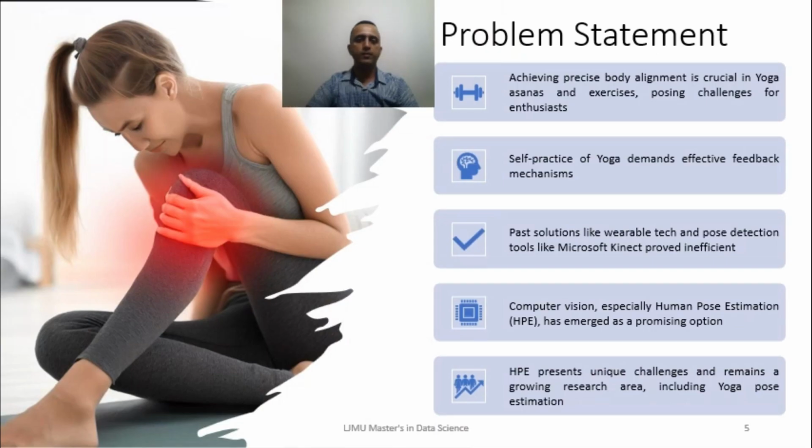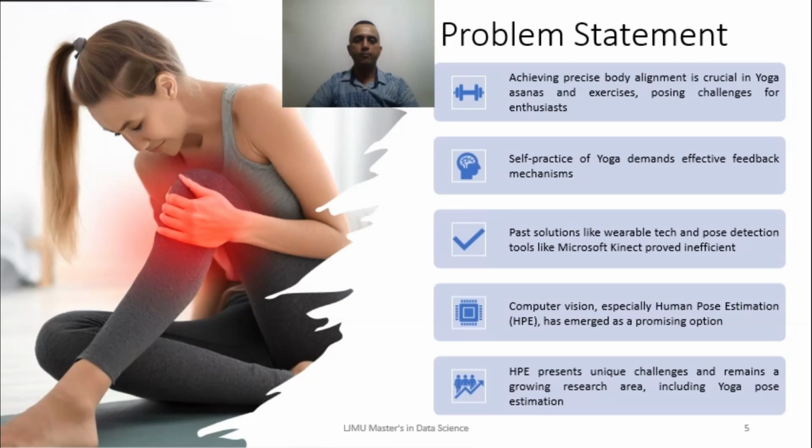Coming to the problem statement, achieving precise body alignment is crucial during the performance of the asanas, which can be a challenge for the enthusiasts. To practice yoga independently requires an effective feedback mechanism. Earlier solutions like wearable tech and pose detection hardware tools like Microsoft Kinect have proved inefficient since they are maintenance intensive and obstruct the movement of the practitioner.